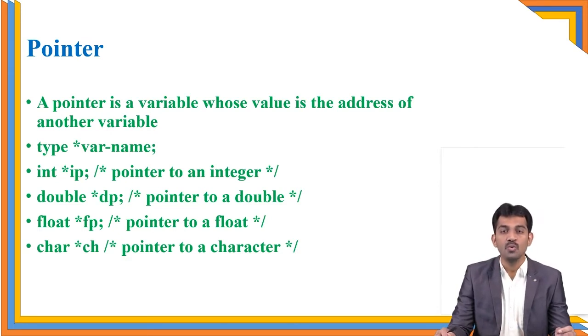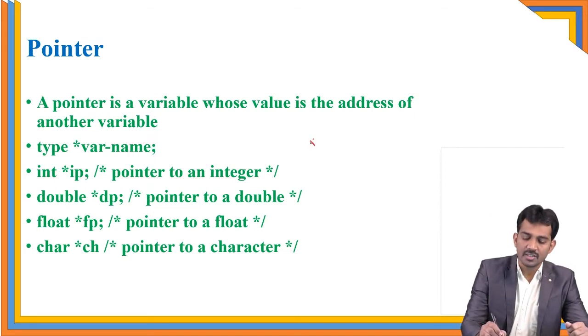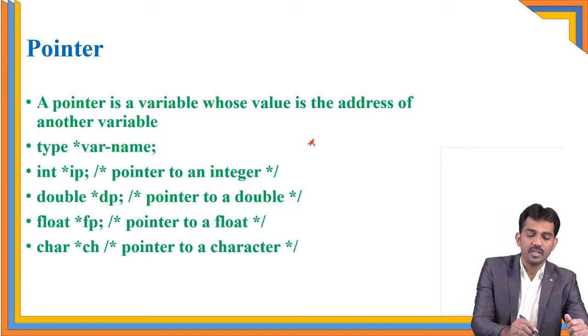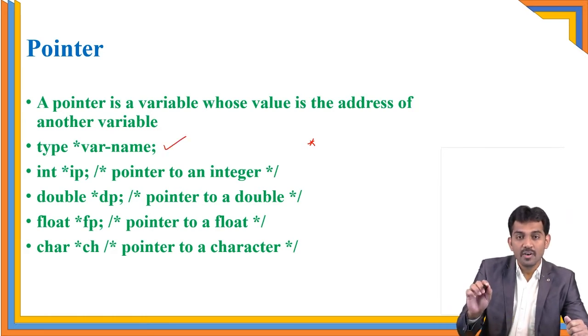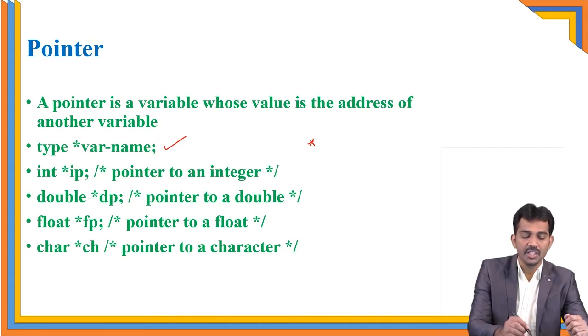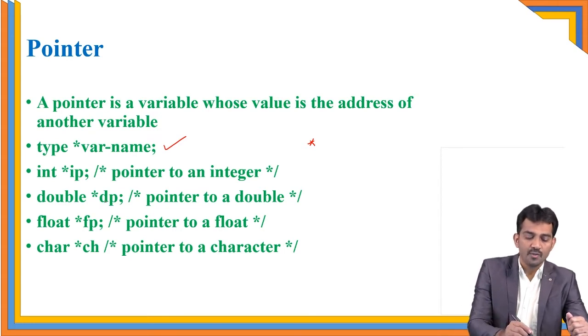Here I'm going to show you how to declare or define a pointer variable. The asterisk, or star, symbol is used to create the pointer variable. For example, the first syntax: type, star, variable name. The variable name follows the usual variable naming rules. For example, if you want to create an integer pointer, int *ip. For a float, float *fp. For a double pointer variable, you can use *dp.